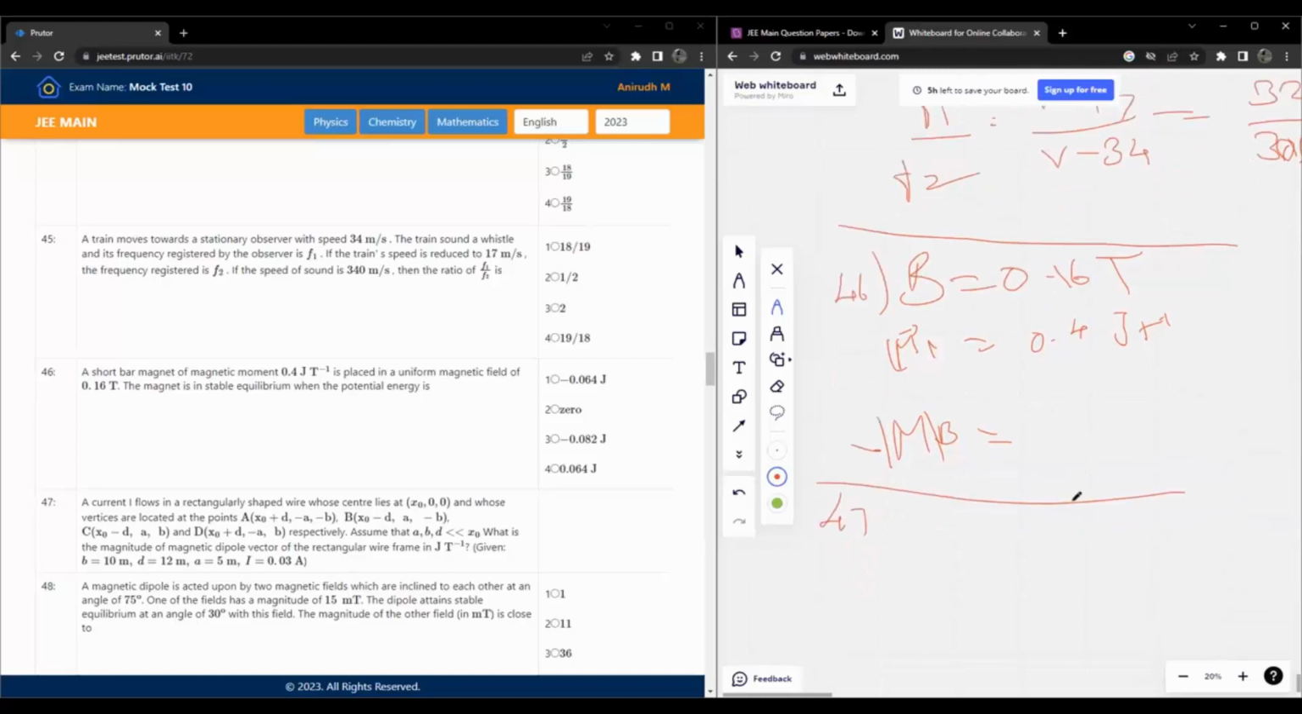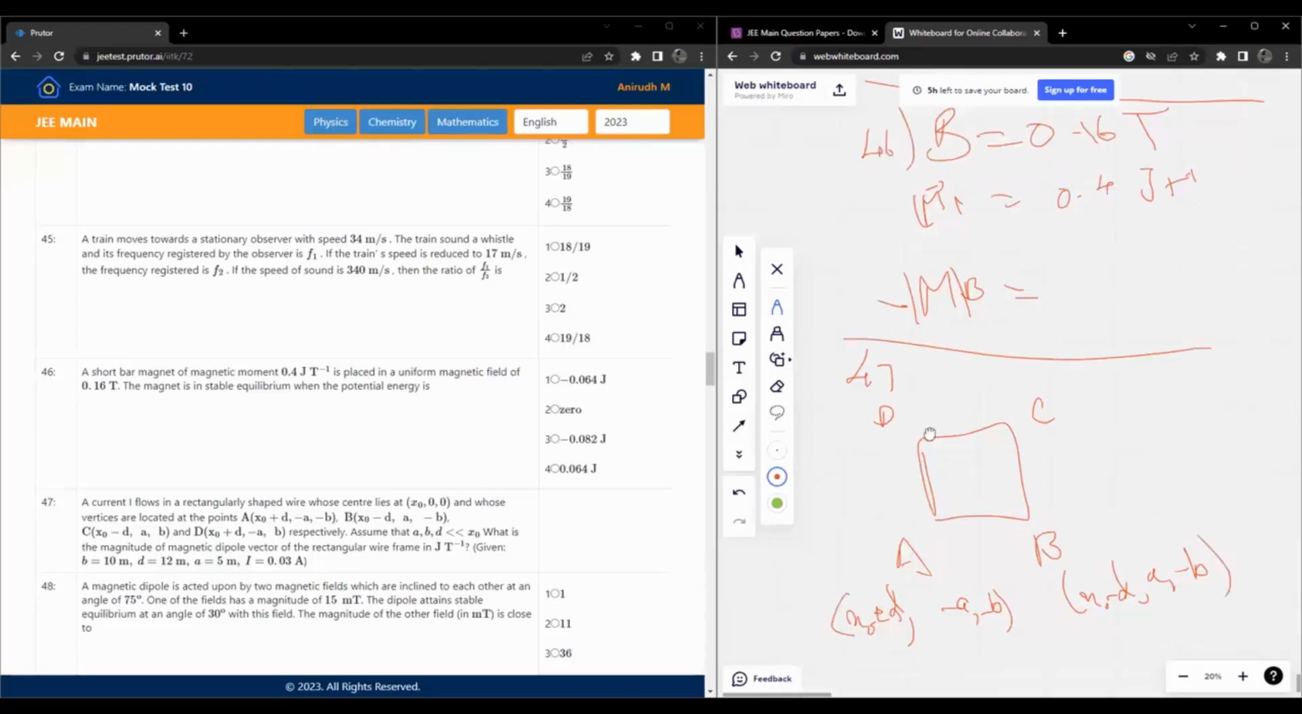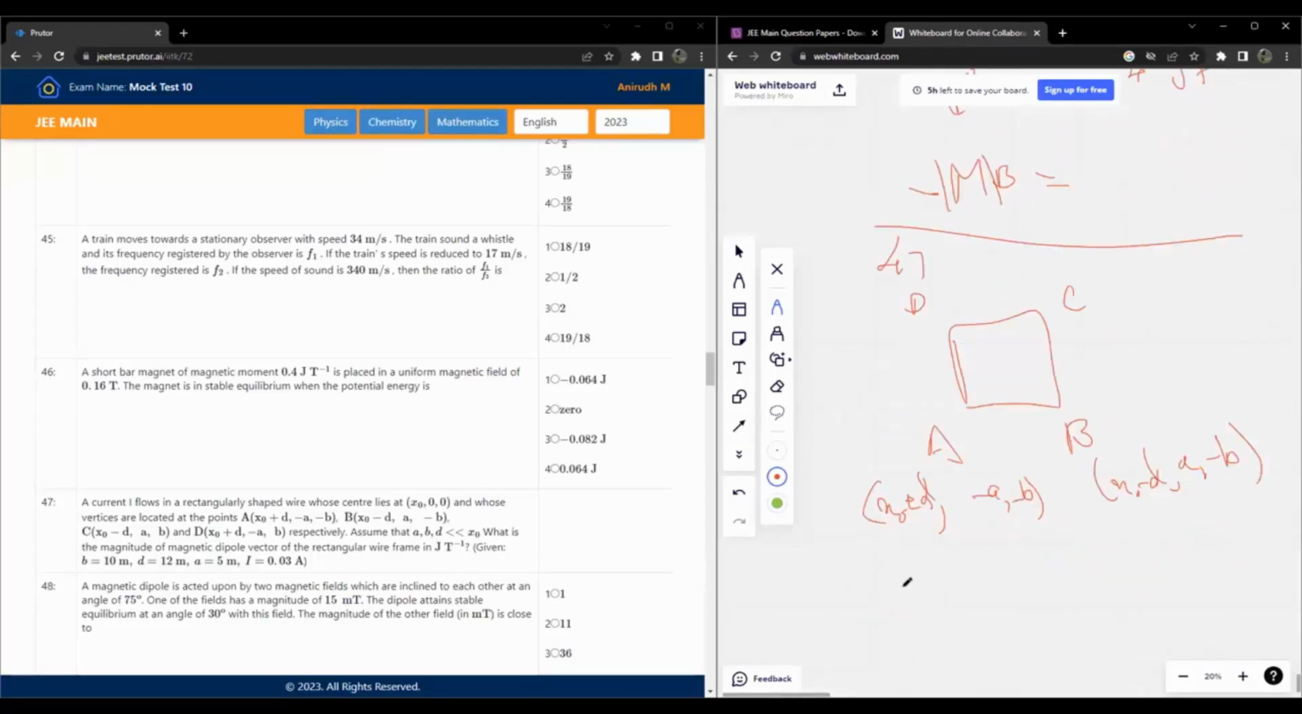Current I flows in a rectangular shaped wire. So they have asked for the magnetic dipole vector. So basically, construct a wire frame. This is A, this is B, this is C, this is D. Let's say this is x0 plus d, minus a, minus b. This is x0 minus d, a, minus b, and so on. Right? So basically, from this you have to calculate each side, and then you have to do the magnetic dipole vector.